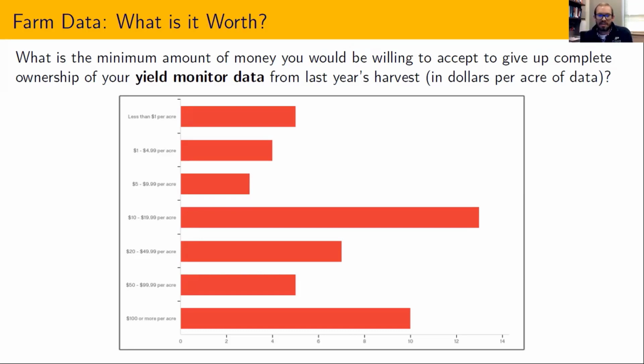And what you can see is, maybe with the exception of that $10 to $20 bin, there's not really a clear answer that emerges from this question. Farmers didn't really coalesce around a mean that would be useful. There's just as many farms that would say it's worth less than $1 per acre to me as there are that think it's worth over $100 an acre, right? So there's just not a lot of clarity around what is the worth of this data that people are collecting.